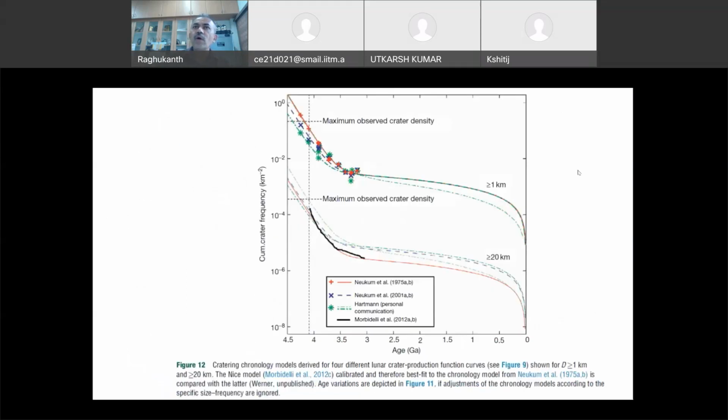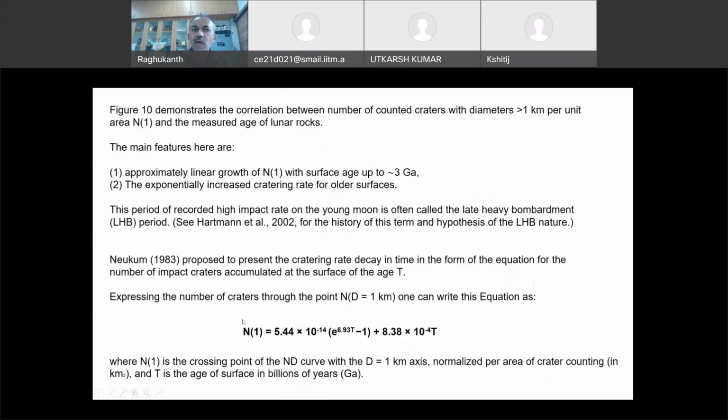People have done many more things also. If you have craters less than 1 kilometer in diameter, use this curve, and if they are more than 20 kilometers, you can use this type of curve, and people have tried to fit this type of equation also. This also I showed you in the last class. N of 1, okay.